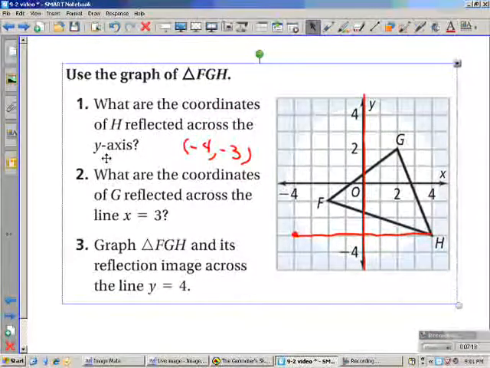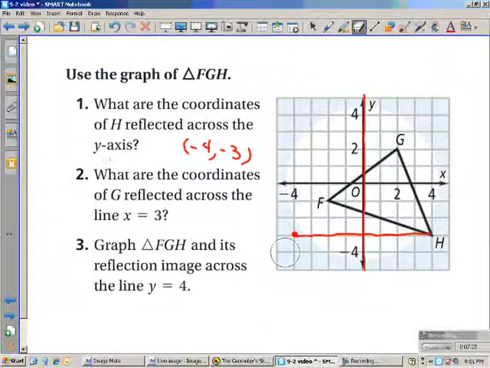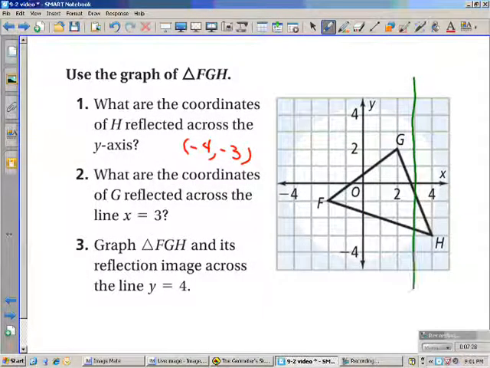Number 2, what are the coordinates of G reflected across x equals 3? So the line of reflection now is x equals 3. Now G is right here. I'm going to go perpendicular to the line of reflection. I go over 1, and then 1 more. And this is G prime right here. So the coordinates of G prime are 4, and I go up 1, 2. So these are the coordinates of G prime.